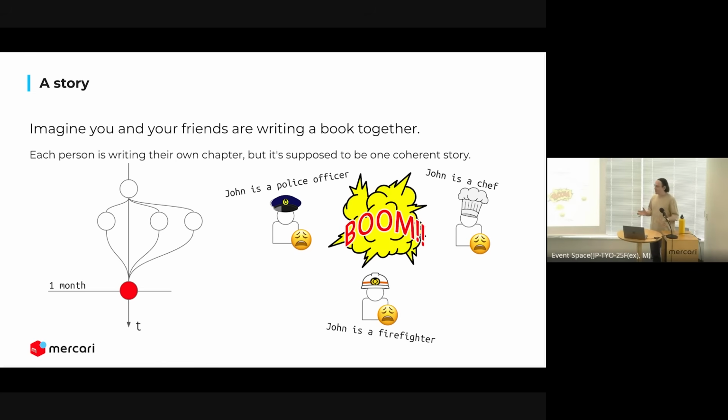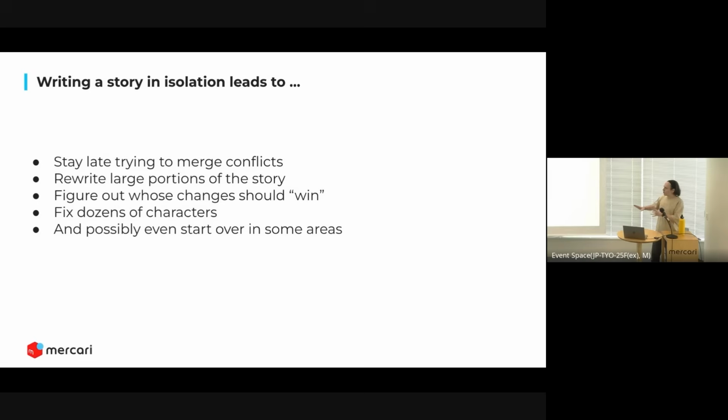The character's job keeps changing. The story plot is all over the place. The story is not coherent. You don't know what to do with it, but you still want to have your book, right? What can this example teach us? It can teach us that if we want to write a story in isolation, we have to be ready that we will find ourselves in a situation where we have to stay late, trying to merge these conflicts, how to make John be police or firefighter, I don't know.